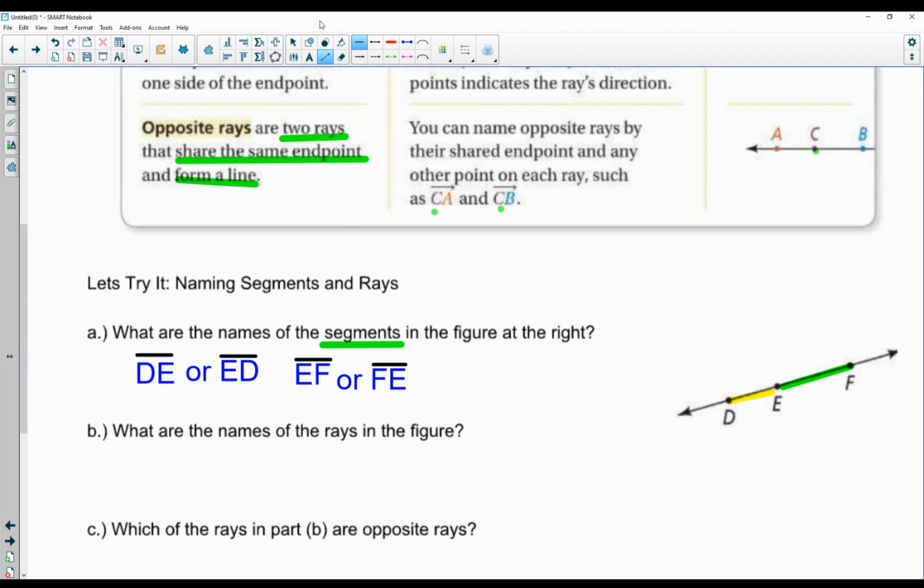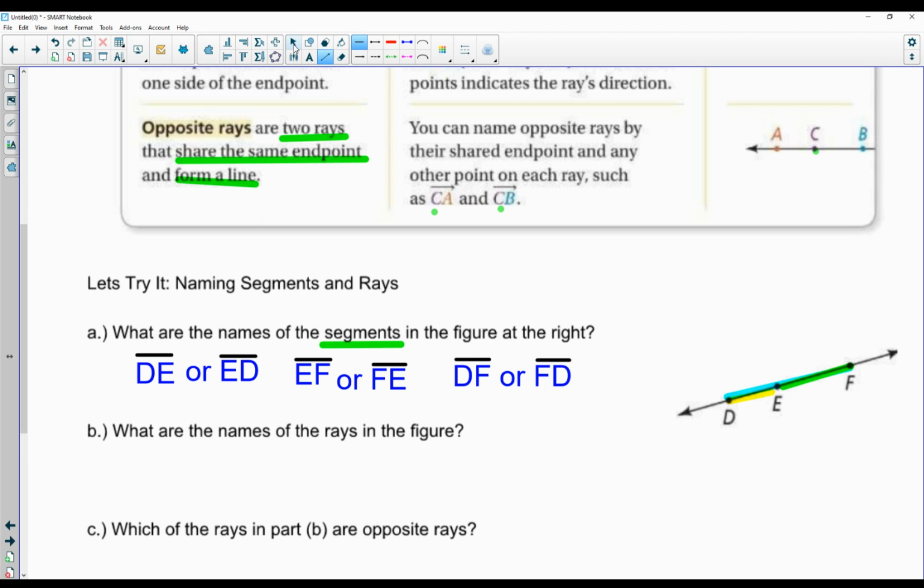And then another segment, how about if you went all the way from D to F? That's a segment. So you have segment DF. Or if you flip it around, it would be FD. This is just a nice use of using the same two letters in opposite order to name a segment. And for right now, that's great. So we have three segments right there. One, two, and then the third.